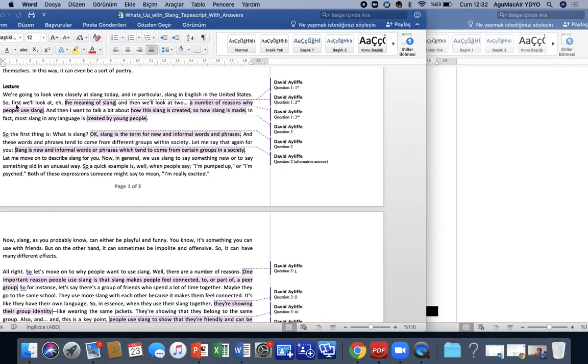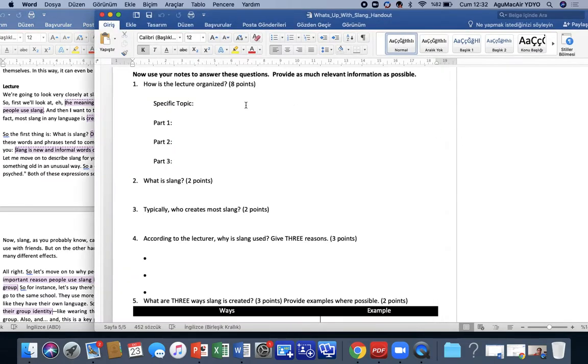So first, this is again our keyword. First, the meaning of slang. Second, a number of reasons why people use slang. And then we have this keyword. The third one is how slang is created, or you can say how slang is made. Yeah, these are the parts of the lecture.